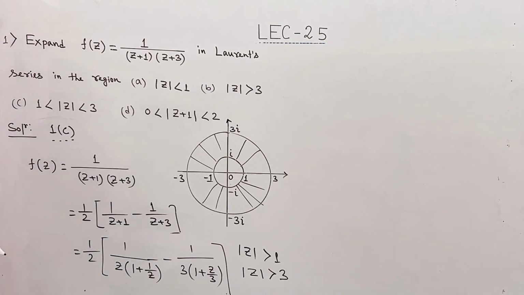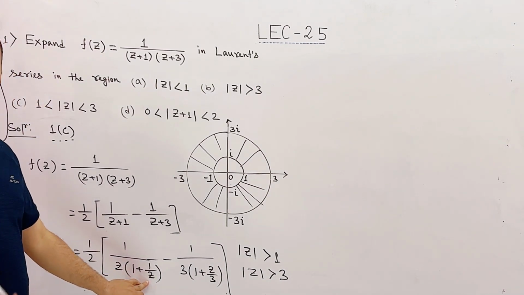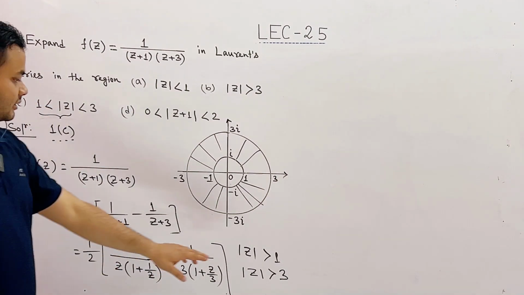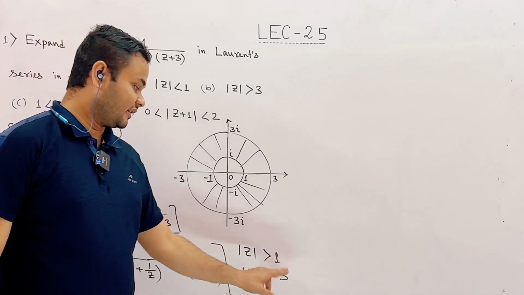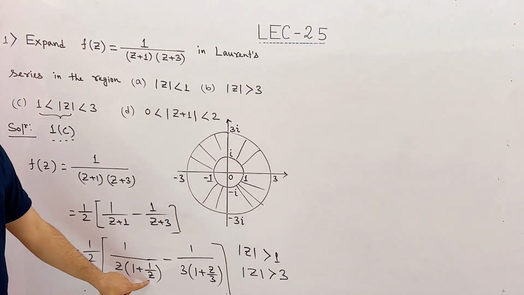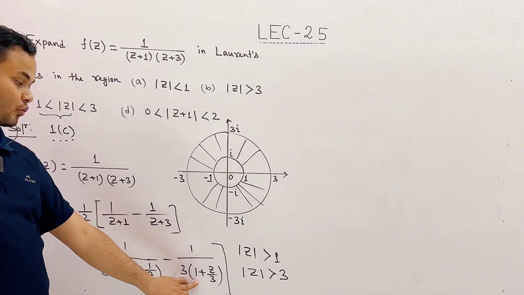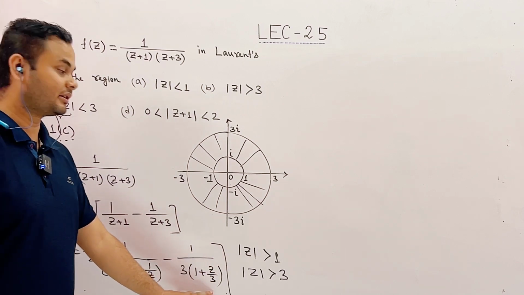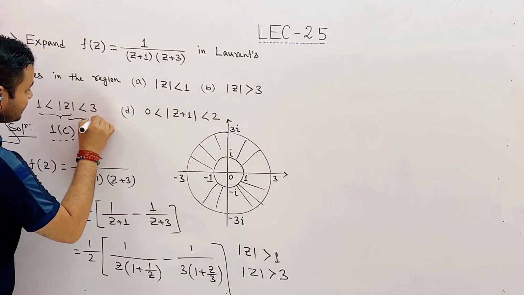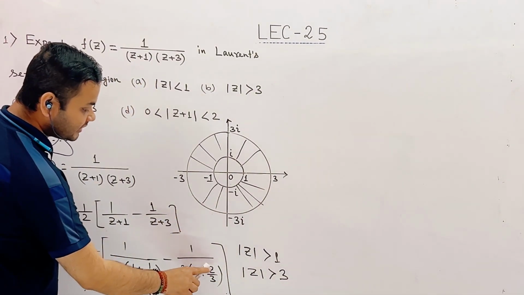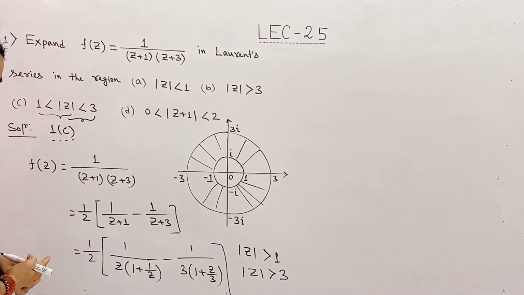Now, let us check whether the two conditions are satisfied or not. For this part, the first term is 1 and the second term is less than 1 because according to this problem, for this region the value of modulus of z is greater than 1. So, therefore, 1 divided by greater than 1 is obviously less than 1. Again, for this term, the first term is 1 and second term is less than 1 because for this region the value of modulus of z is greater than 3. So, therefore, greater than 3 divided by 3 is obviously less than 1.